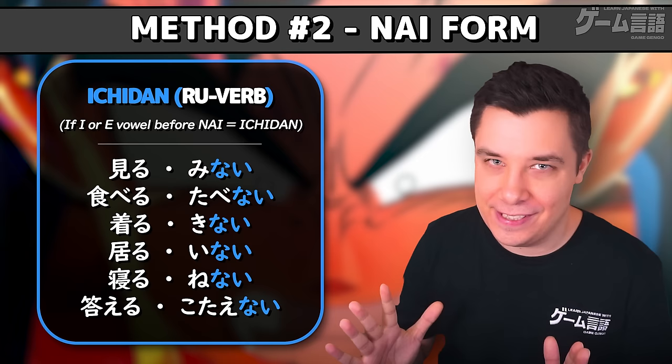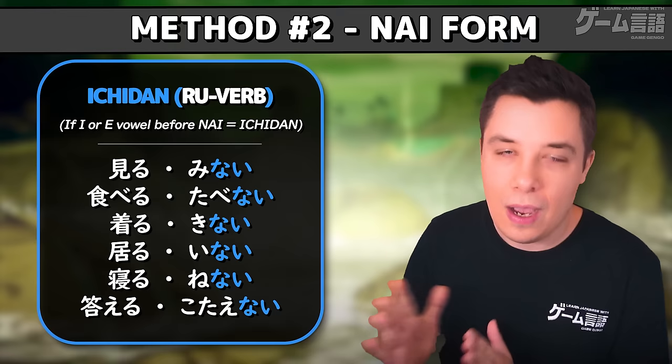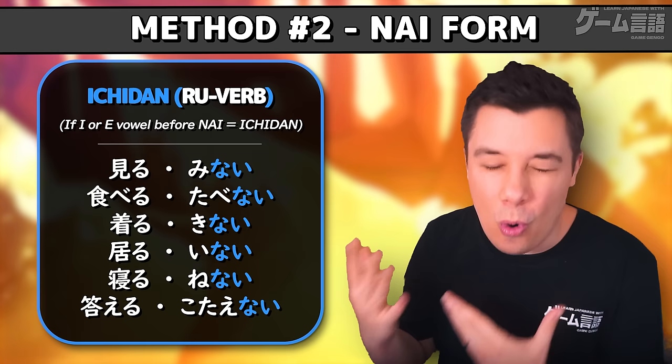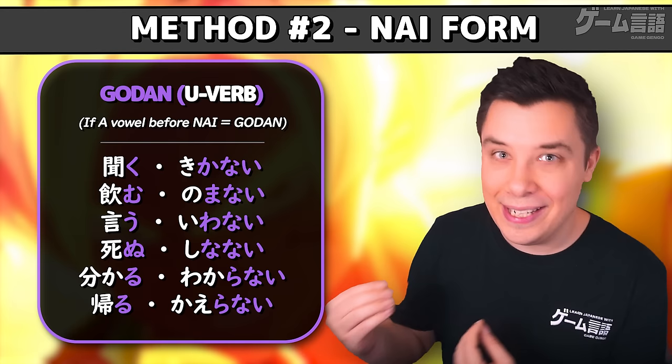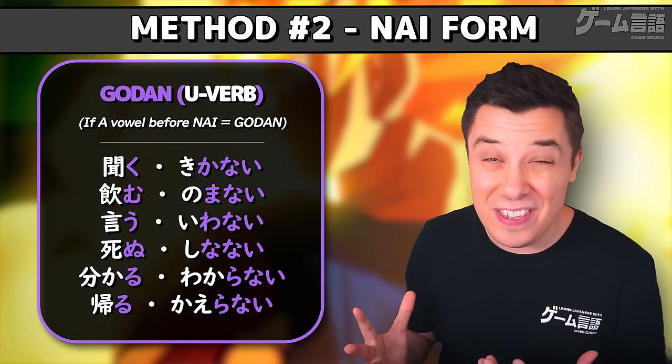All you need to know is the nai form of a verb and you instantly know whether it's an ichidan or a godan. 100% of the time, if a verb has an i or an e sound before nai, like minai, to not look, tabenai, to not eat, then it is always an ichidan. And if it has an a vowel sound before the nai, like nomanai, or shinanai, or as we saw in the example, kaeranai for kaeru, you instantly know it's a godan. And this method you can rely on completely with 100% accuracy.